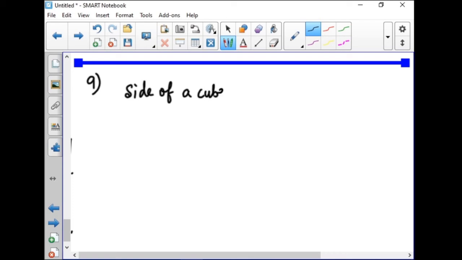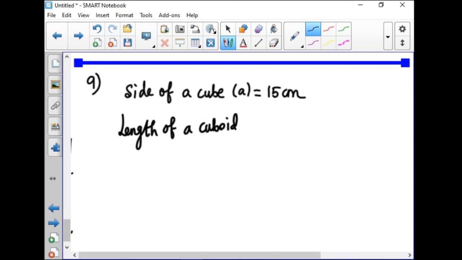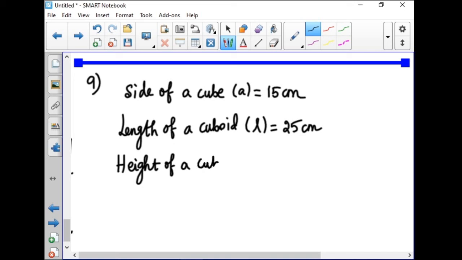side of a cube, that is A, okay, is equal to 15 centimeter. Then the length of a cuboid, that is L, is equal to 25 centimeter. Okay, then the height of a cuboid is equal to H, okay, that is equal to 9 centimeter.